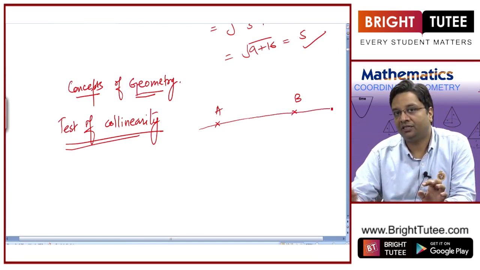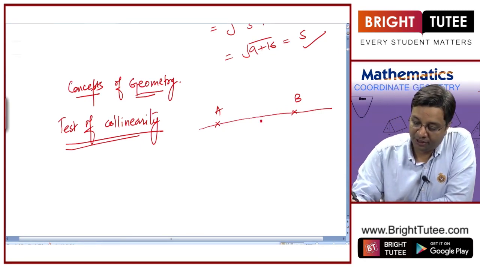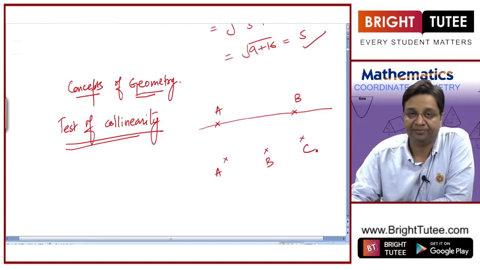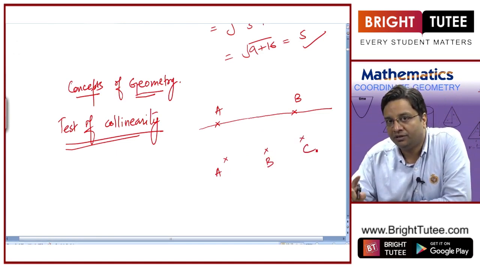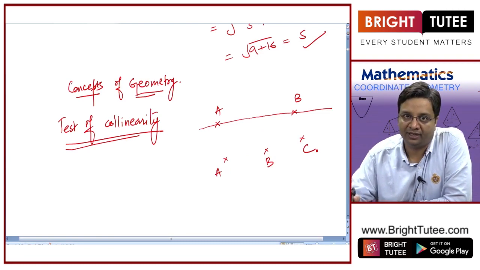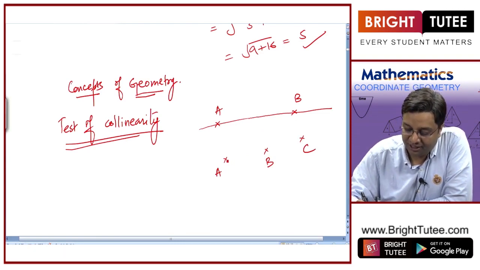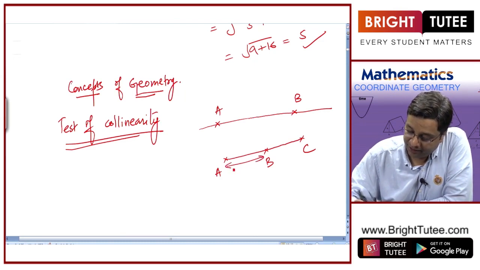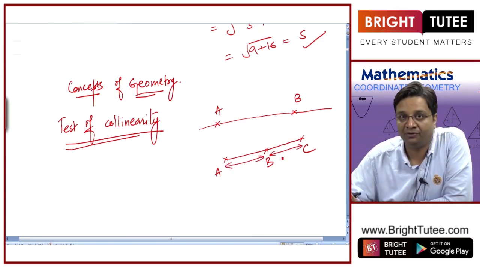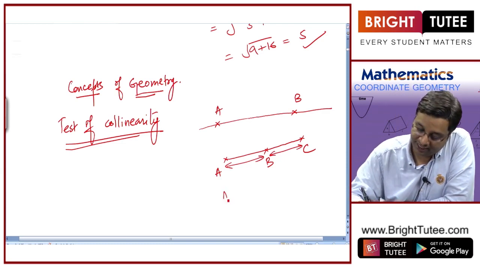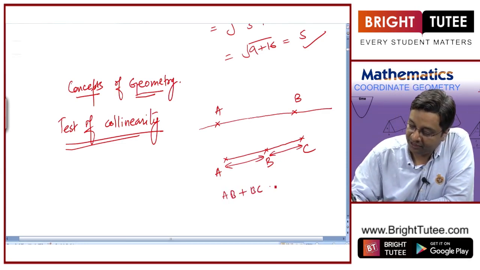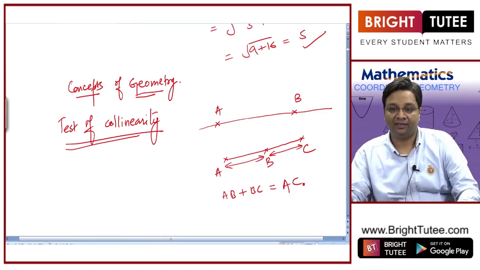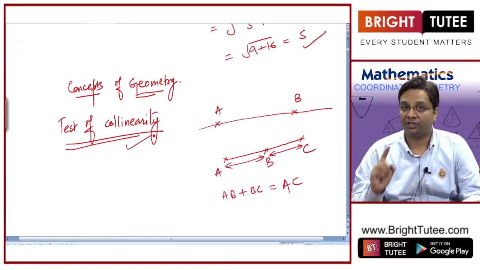The challenge is when the third point comes. Let us say there is a third point C. This is A, this is let's say B, and this is let's say C. Now you need to prove whether these 3 points are collinear or not. If these points are collinear, what will happen is, this distance AB and this distance BC, if you take the sum of these distances, AB plus BC, it will be equal to AC, if these 3 points are collinear.